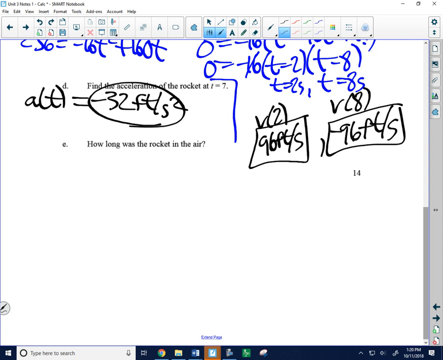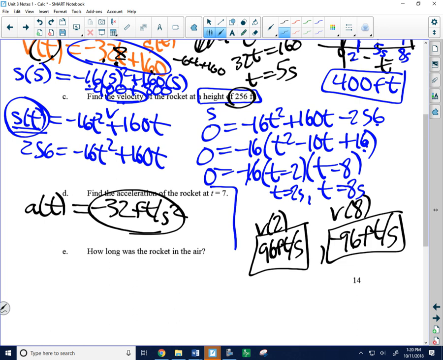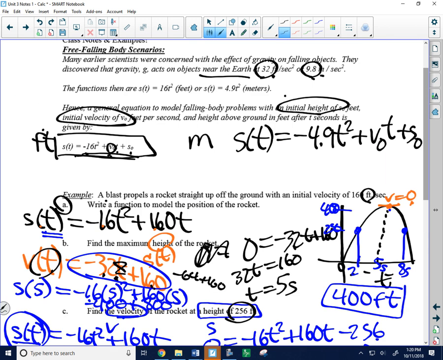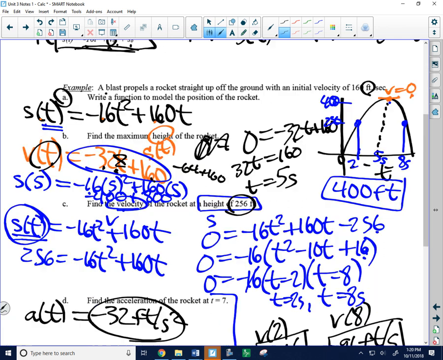I could have answered this question first, guys, without even doing any work, because for these, remember at the top, these are near Earth problems, the acceleration for these for an object is just the gravity, just constant gravity.